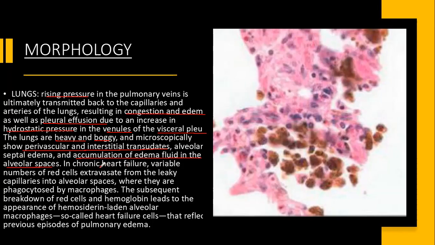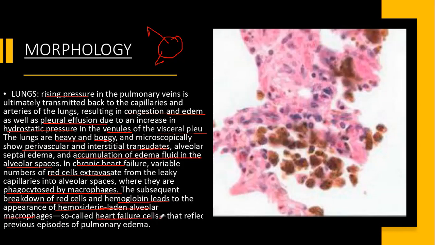Now, when we have chronic heart failure, due to the increased hydrostatic pressure within the capillaries, they might burst. And this bursting might lead to the extravasation of the erythrocytes. This extravasation of the erythrocytes within the lung parenchyma will lead to phagocytosis by the macrophages. And these macrophages, or the alveolar macrophages, or the dust cells, will break down the red blood cells and hemoglobin, and this will lead to the appearance of the hemosiderin-laden alveolar macrophages, which are also known as the heart failure cells.